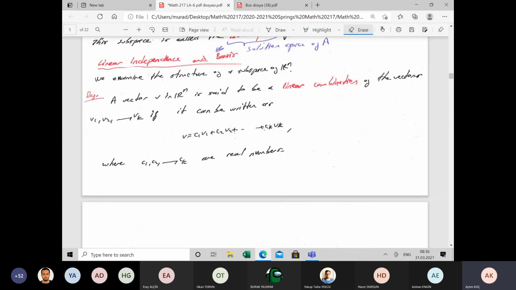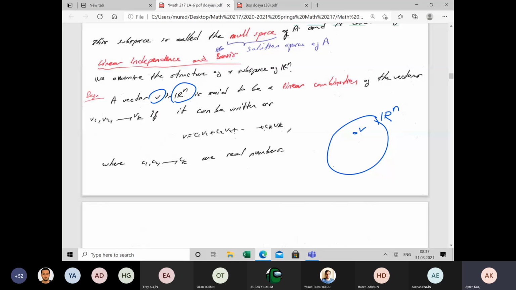Take a vector v in our space. Sorry. Let's give the definition of the linear combination. Take our space R to the n, and V is a vector.